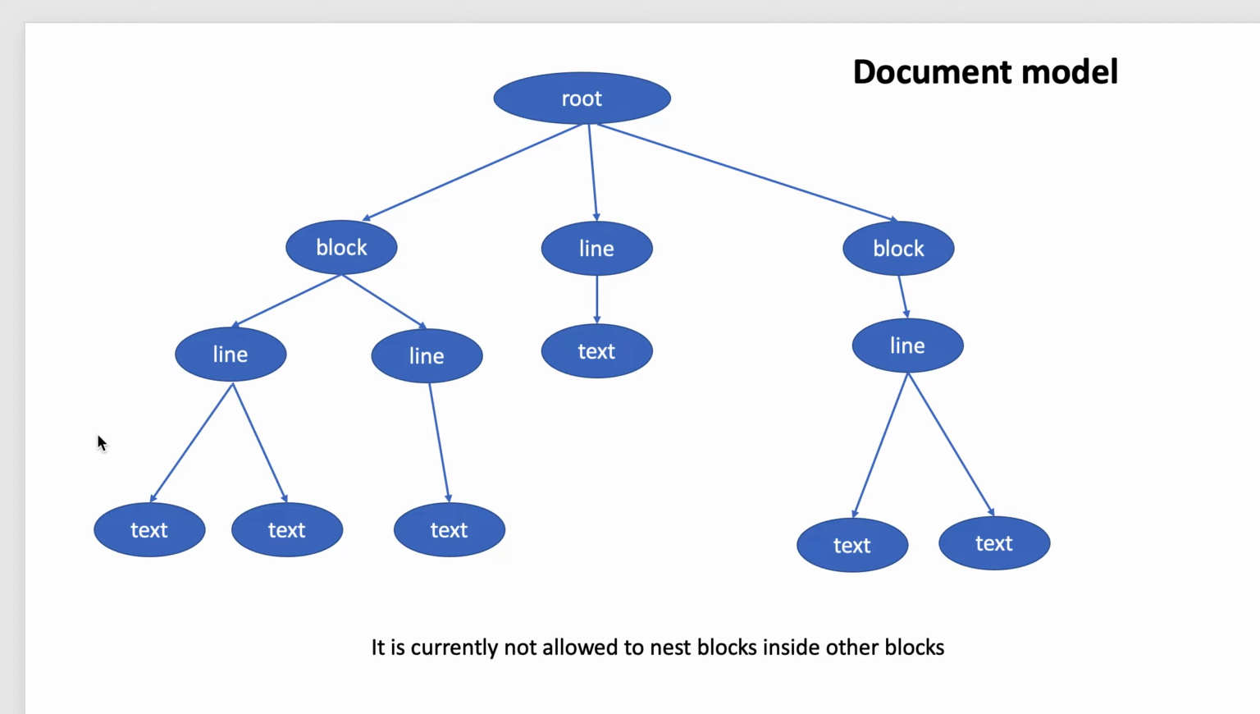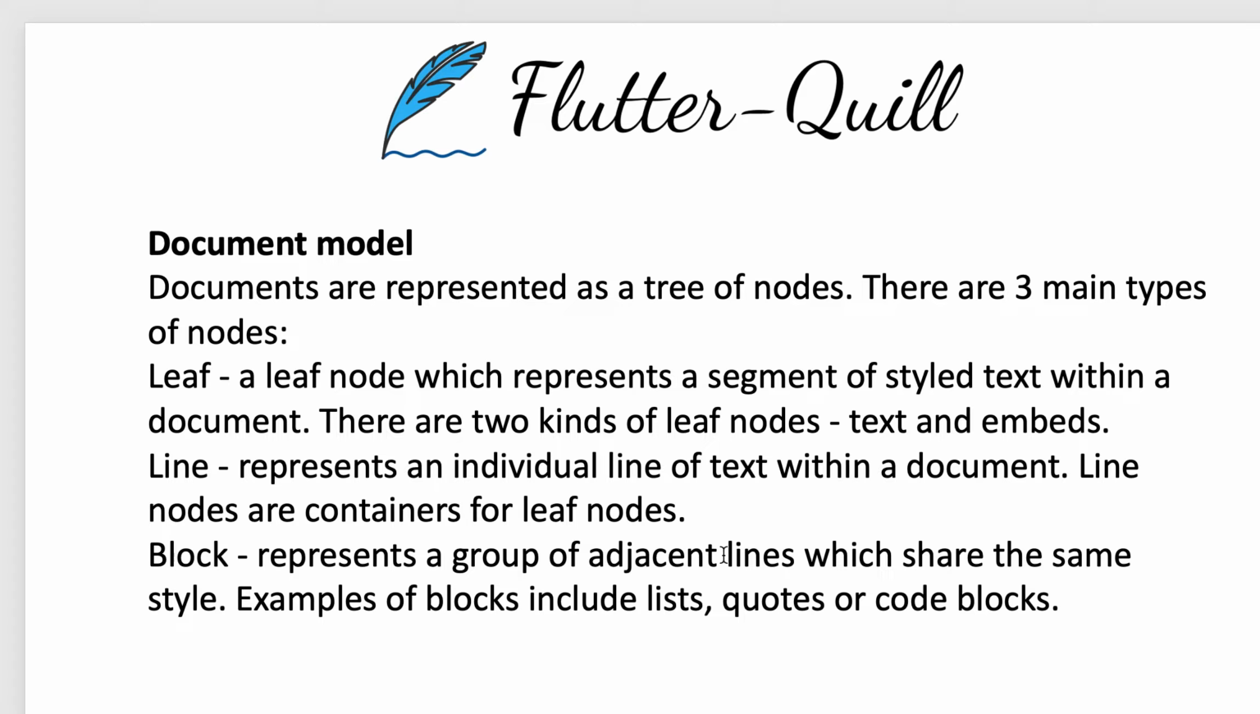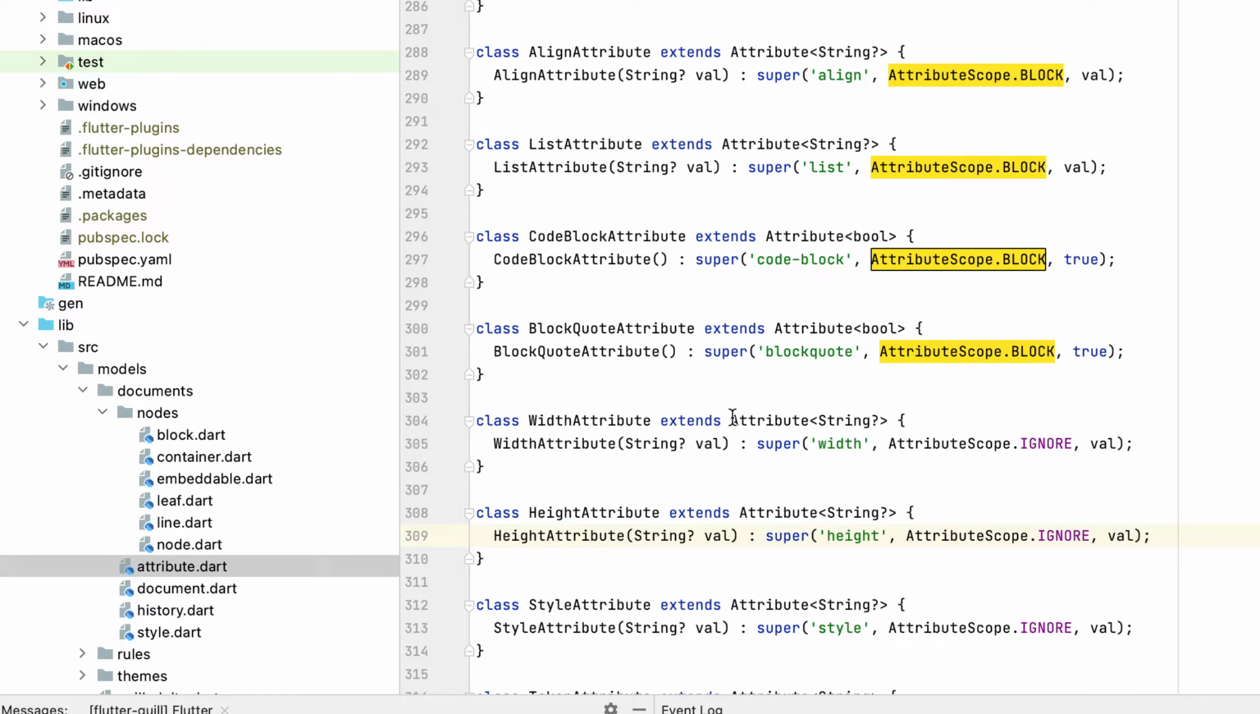So let's go back to the block. Under the block you can have multiple lines. If you look here, a root has one to many blocks or lines. You can have a line directly under it. Block and line is one to many. Line and text is also one to many. Block represents a group of adjacent lines which share the same style, like a list, code blocks. Okay, so let's go back to the repo.